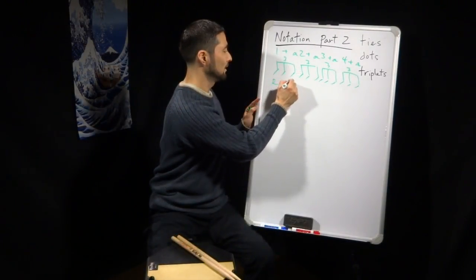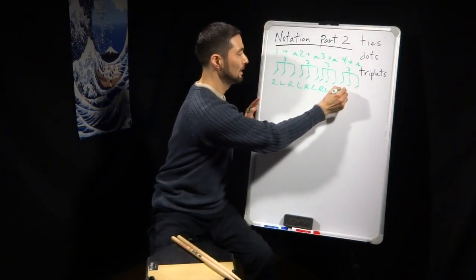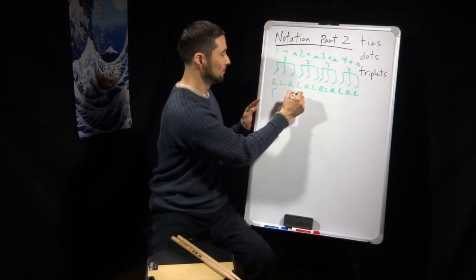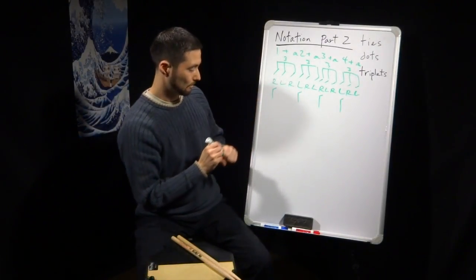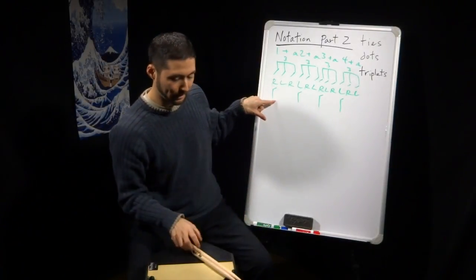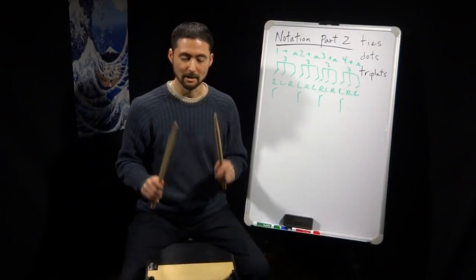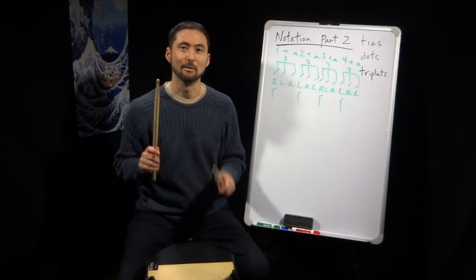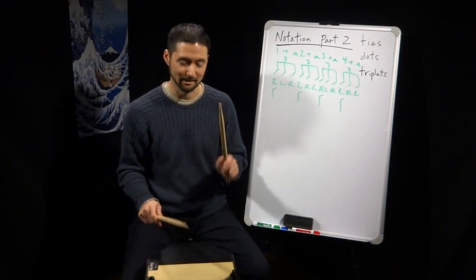Right, left, right, left, right, left, right, left, right, left, right, left. Alternating. Because it's an odd number grouping, our hand that is playing with a pulse is going to be alternating. One and two and three and four and one and two and three and four and.